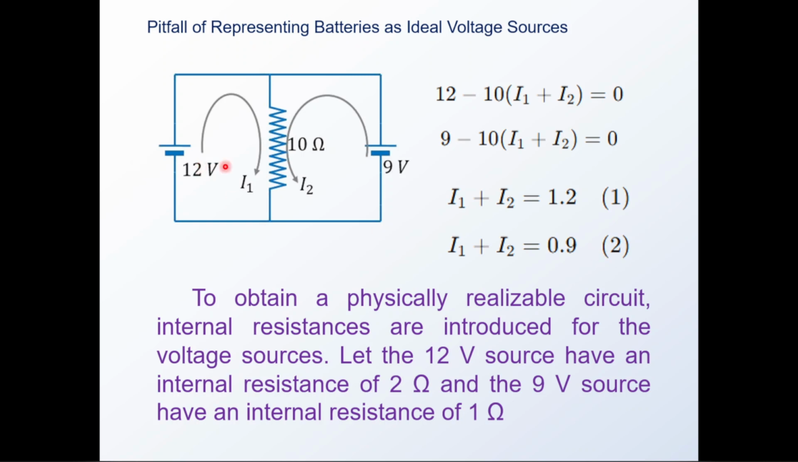If both batteries are modeled as ideal voltage sources having zero internal resistance, a contradiction arises. Writing the circuit equation for this configuration leads to an inconsistent result. This inconsistency indicates that the circuit as assumed is not physically realizable. The mistake lies in treating practical batteries as ideal voltage sources.